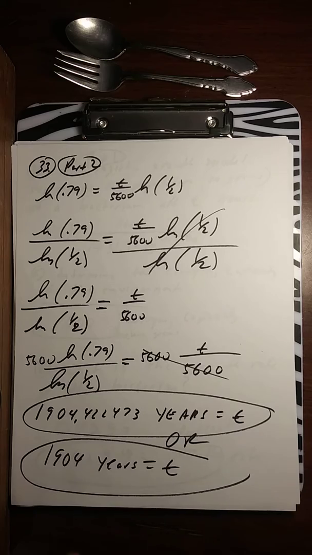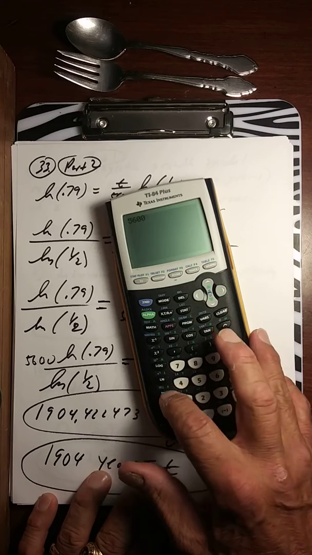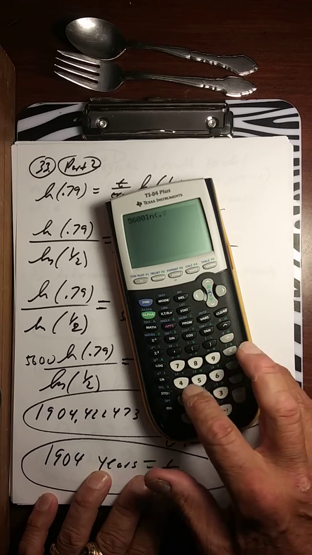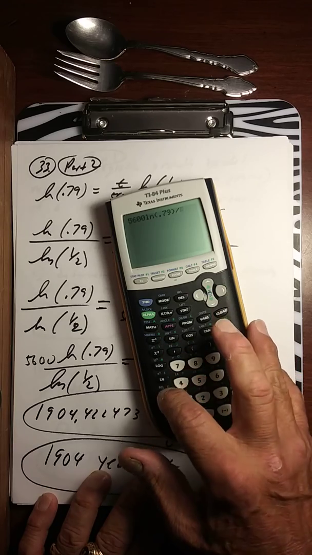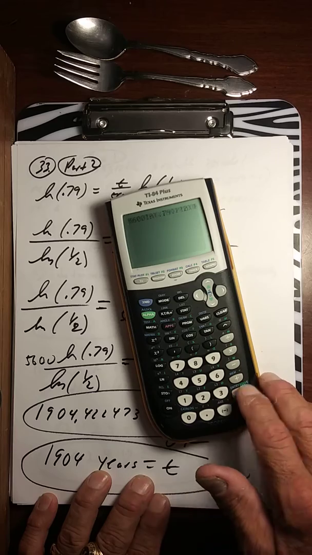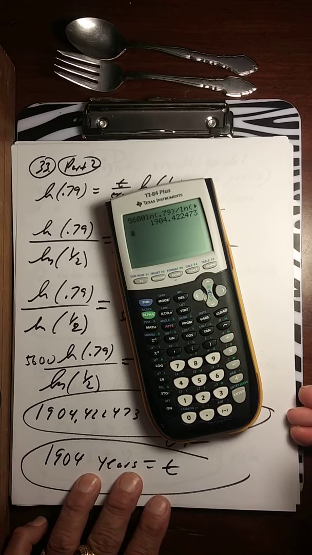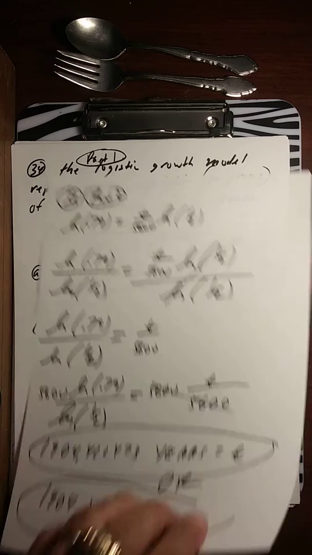Can I do it in the calculator? Sure, let's do that. 5600 times ln of 0.79 divided by ln of 1/2. And you ended up with 1904. Yep, close enough. There it is, and rounded off.